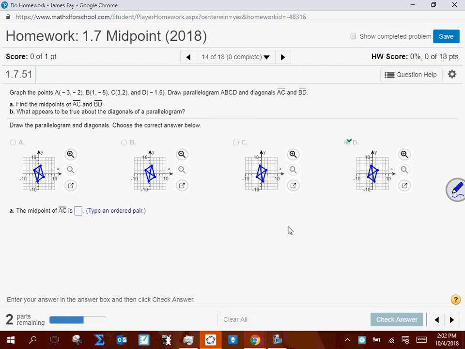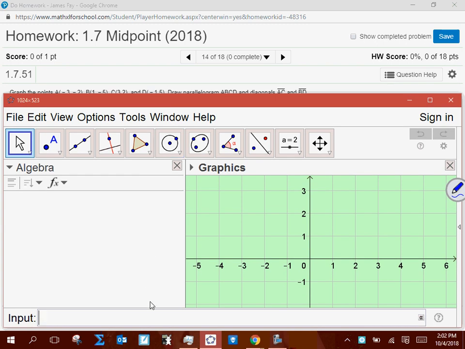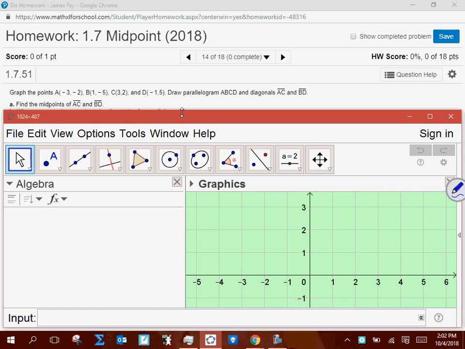All right, so now it says find the midpoint of AC. Well, I'm going to actually go to GeoGebra real quick, so we have a better view of what's going on, because there is some final geometry here that I want to talk about that we use a lot in this course that this question presents.